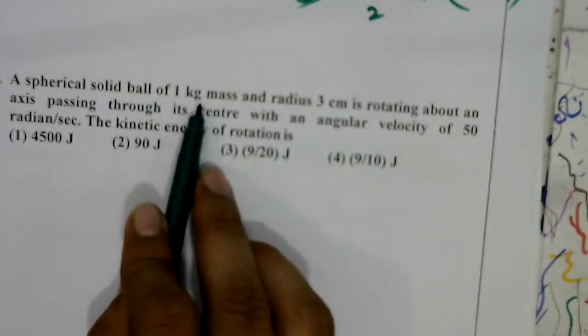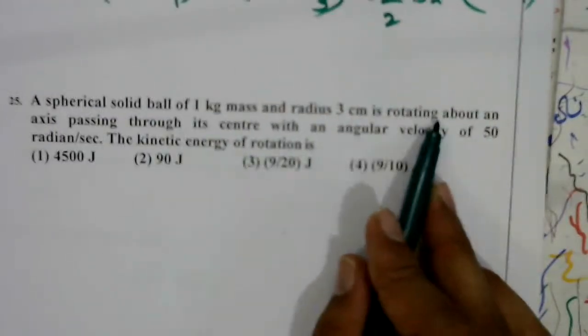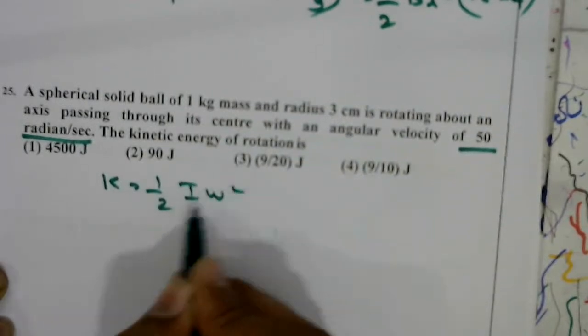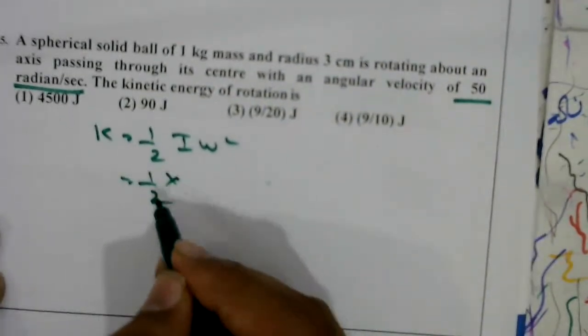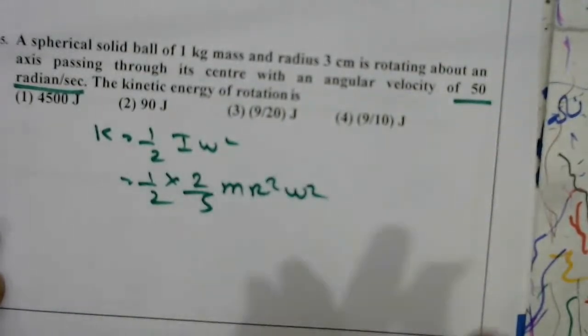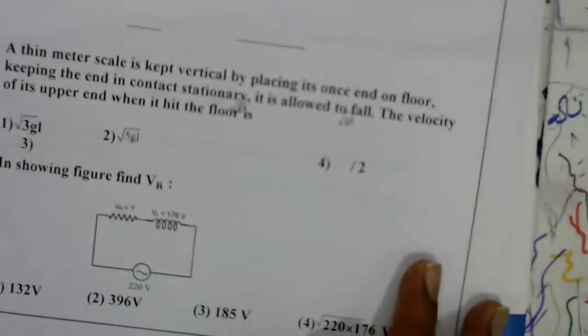A solid spherical ball of mass 1 kg and radius 3 cm is rotating about an axis passing through its center with angular velocity 50 radian per second. The kinetic energy of rotation K is equal to what? Half I omega square, where the moment of inertia of a solid sphere is 2 by 5 M R square. M is given, R is given, omega is given. Simplify.